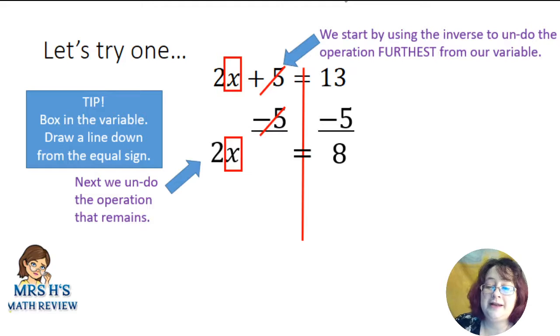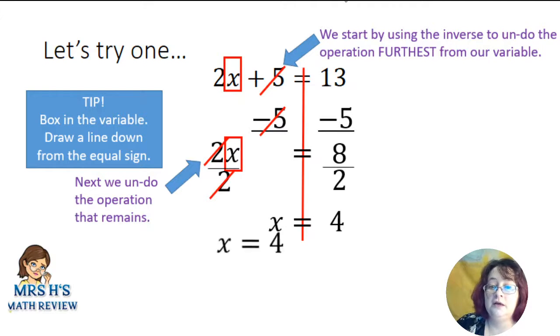In order to do that, I need the inverse. So when I have multiplication, I need division. So I'm going to divide by 2. What I do on one side, I have to do on the other. The 2's cancel out. And then on the other side, 8 divided by 2 is 4. So now I have x equals 4. There's my answer. Now that I've got x by itself, that means I'm done.